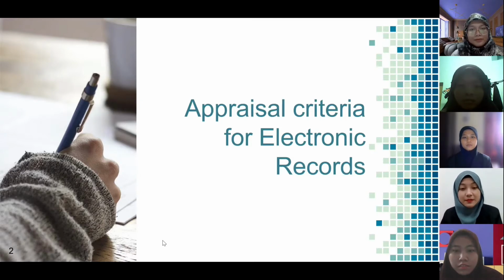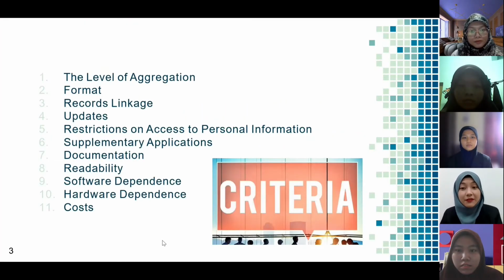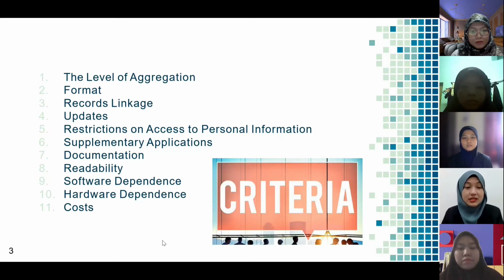especially digital records. There are 11 appraisal criteria of electronic records, which consist of the level of aggregation, format, record linkage, updates, restriction on access to personal information, supplementary applications, documentation, readability, software dependence, hardware dependence, and cost.